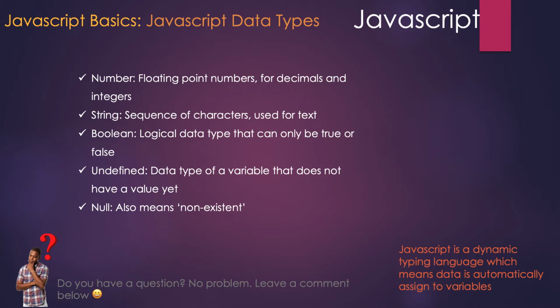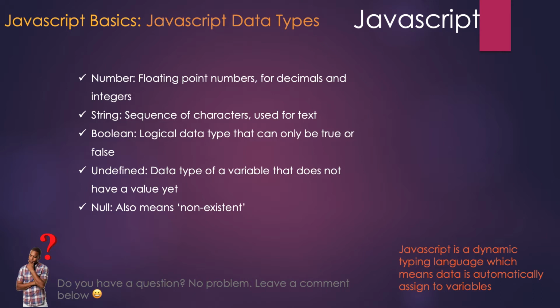Basically we have 8 types, but the most common ones that I have listed here are, 1, number. It's a floating point number, for decimals and integers. So this one is for when you want to store only numbers, and numbers can be integer, float, or whatever. You get to know as you move on. So number, as the name implies, is used to save numbers. And string is a sequence of characters used for text.